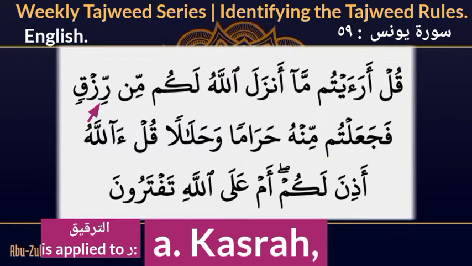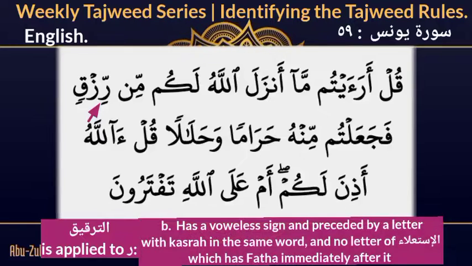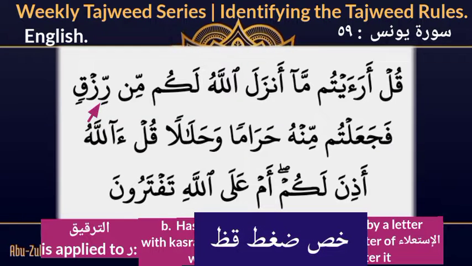And again, letter ra is softly pronounced whenever it has sakin and it is preceded by a letter which has kasra in the same word, and there is no letter of isti'la, that is the letters of elevation, which include letter kha, sad, dad, ta, dha, ghain, and qaf. So these are the 7 letters of isti'la.